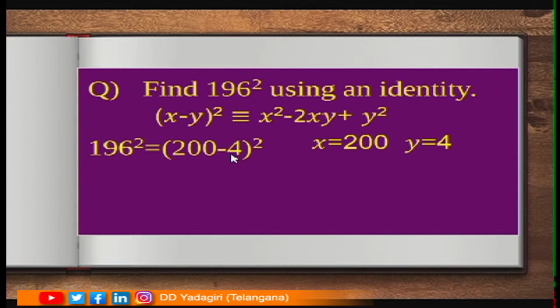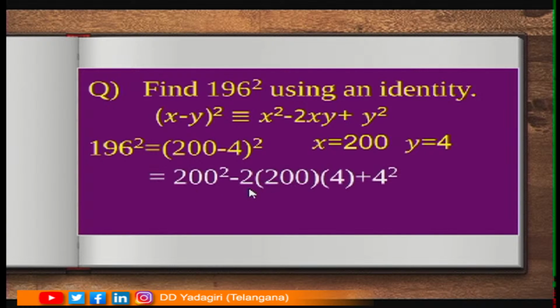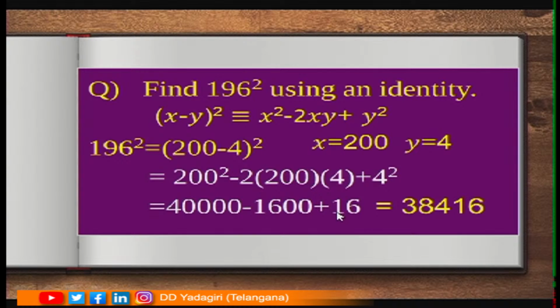So you can use the formula: x minus y whole square is x square minus 2 x y plus y square, where the x value is 200 and the y value is 4. So we can write 200 square minus 2 into 200 into 4 plus 4 square. 200 square you can simply find: 2 square is 4, and with 2 zeros, you can write it as 40000. Then 2 into 4 is 8, 8 times 200 is 1600, plus 16. So 40,000 minus 1600 plus 16 is nothing but 38,416, right. This way you can find the value of 196 whole square without actually squaring the number.